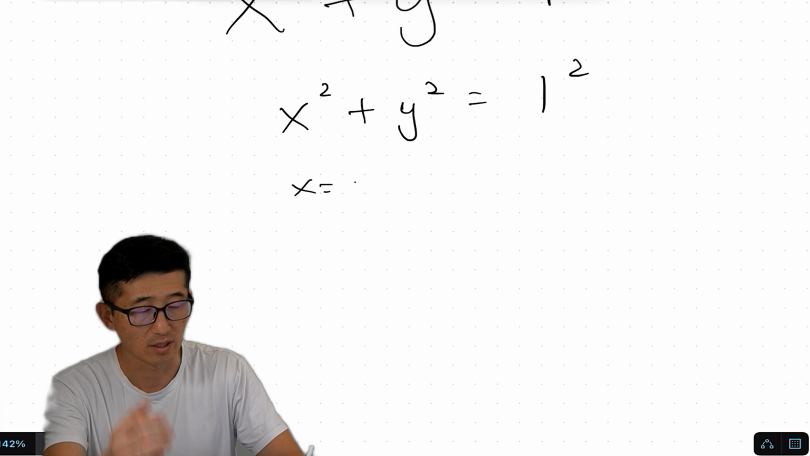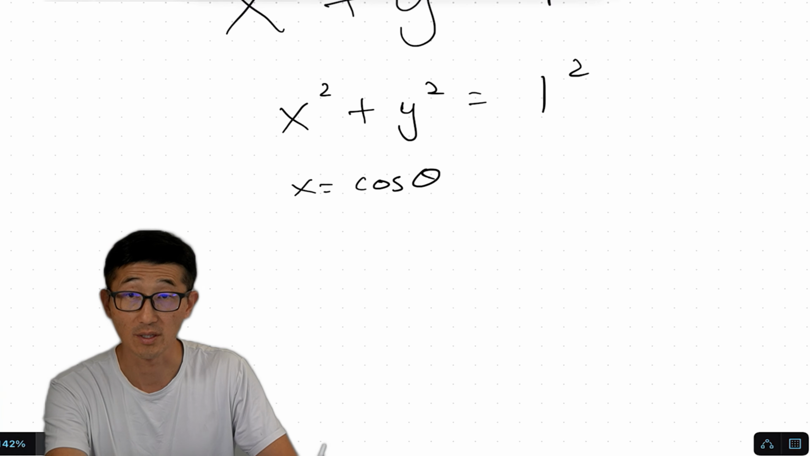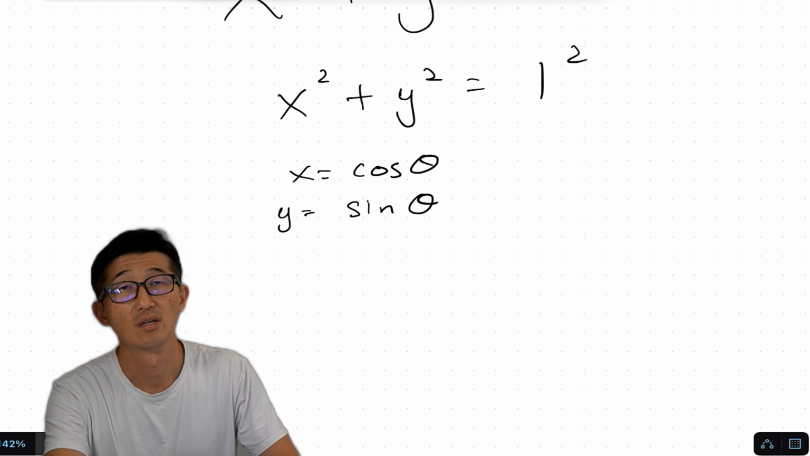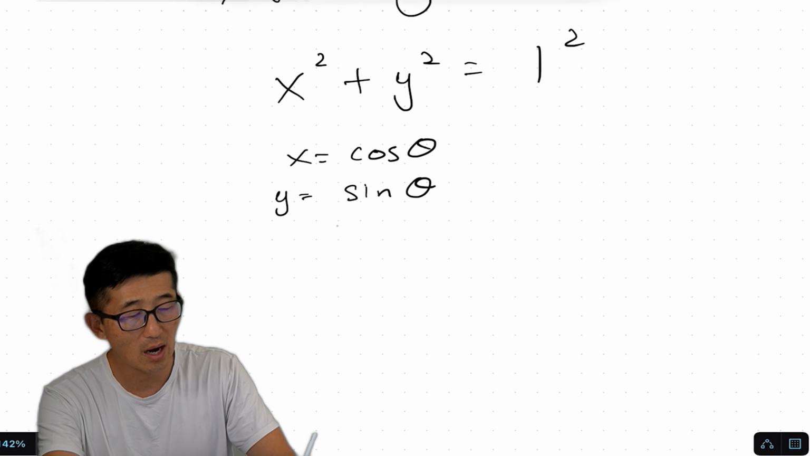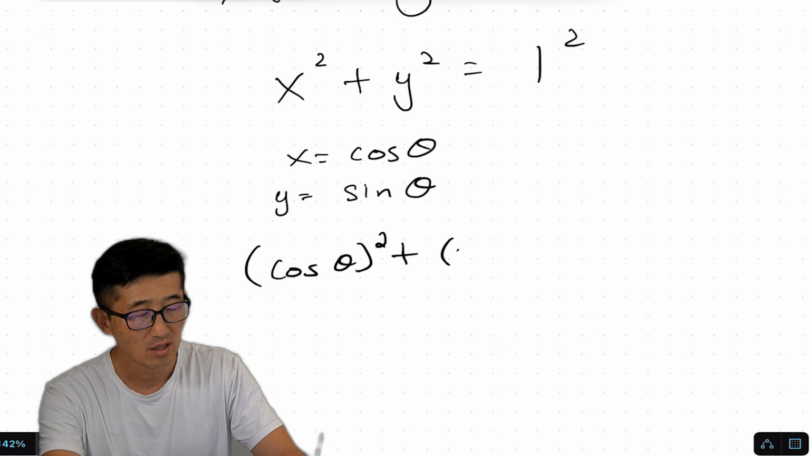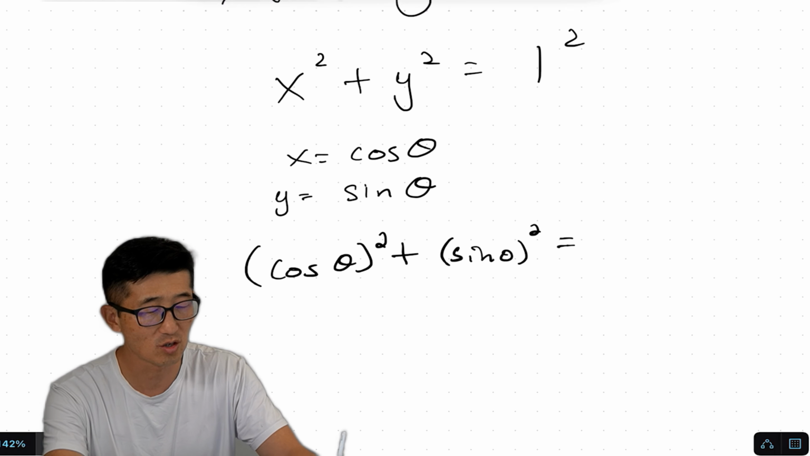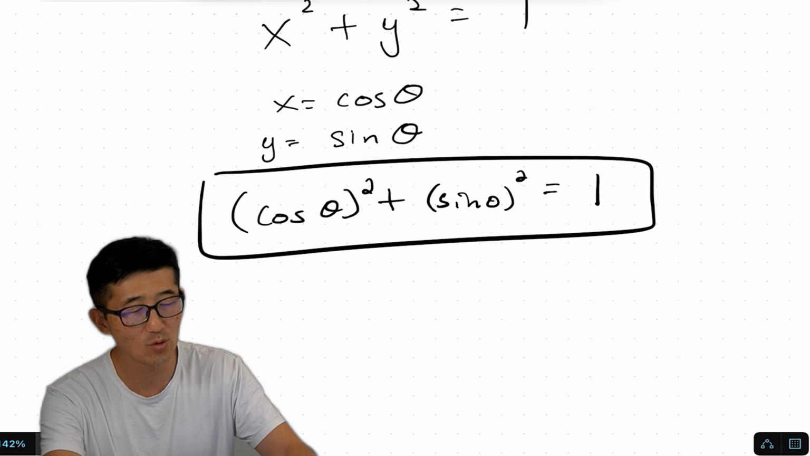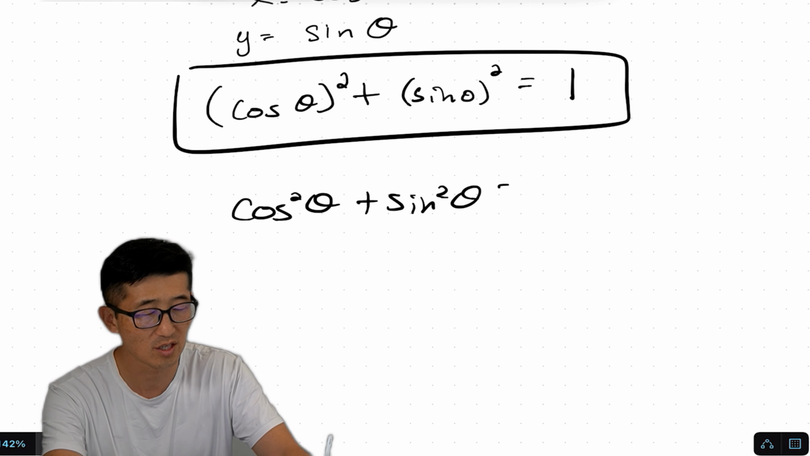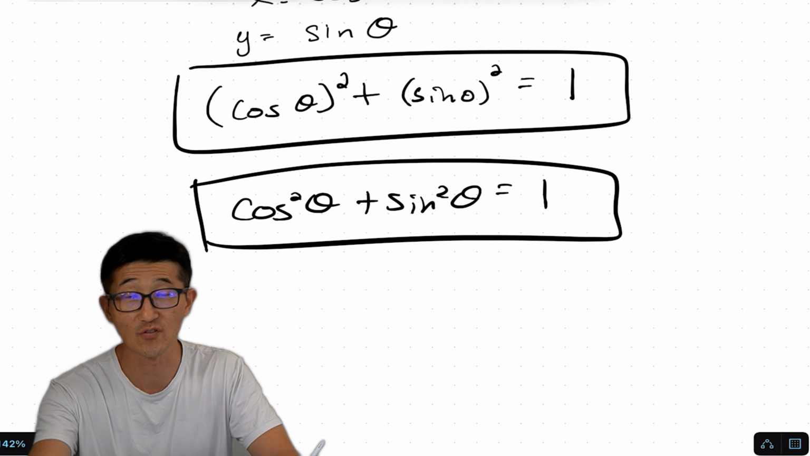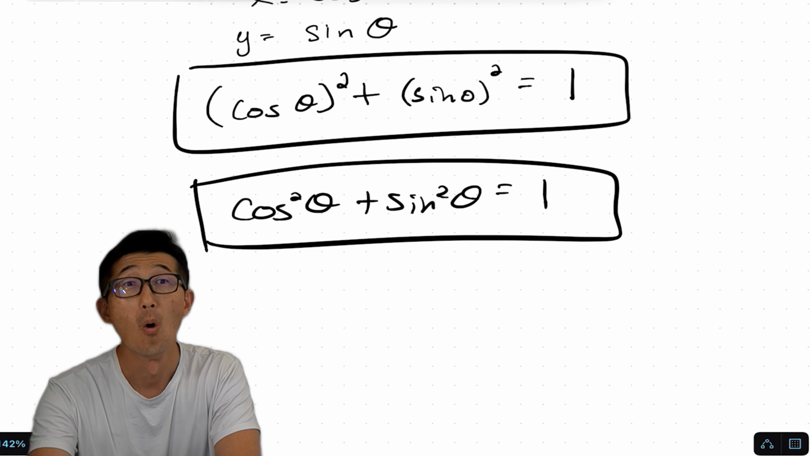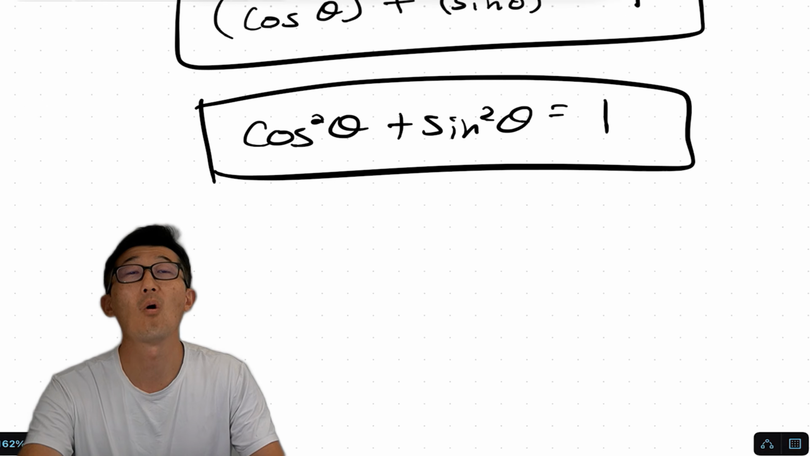Got it? Well, guess what? x is equal to what? Cosine theta. y is equal to? Sine of theta. So can we just do this? Cosine theta squared plus sine theta squared equals 1. Now we have cosine squared theta plus sine squared theta equals 1. We now have a trig version of the Pythagorean theorem.